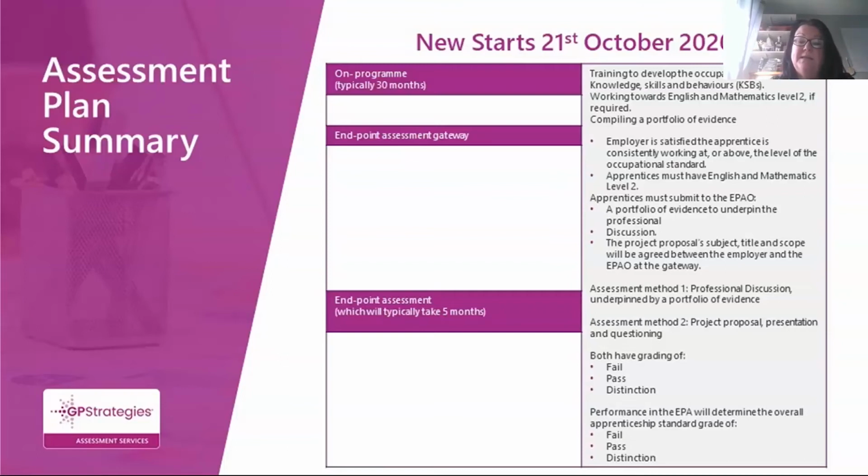Both of these assessments do have a grade, so they're fail, pass or distinction. Whereas the previous assessment plan, the one that we're working on at the moment prior to the 21st of October, is a pass for all of the methods of endpoint assessment. But here they are actually graded, and then of course the overall grade, which again is fail, pass or distinction.